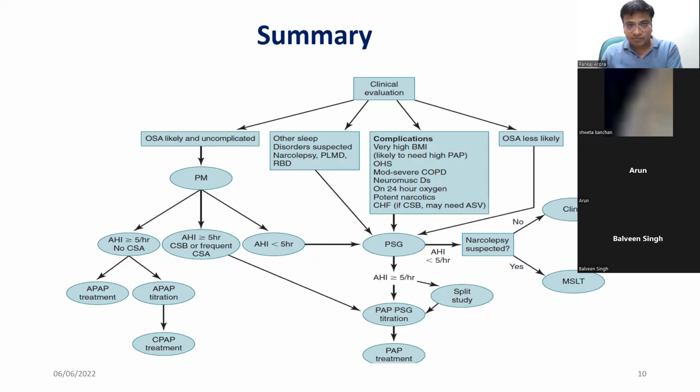Another thing is, if we thought that OSA was highly likely but we didn't get an AHI more than 5, it is still less than 5, for example 3, then it means the test has failed. But we knew that the patient should have OSA, then we should look for PSG again. So we should go back to level 1 PSG again.